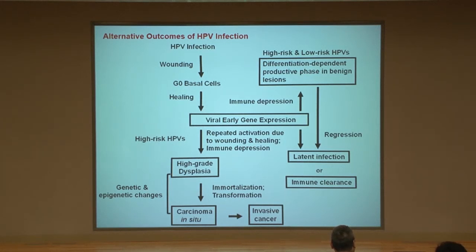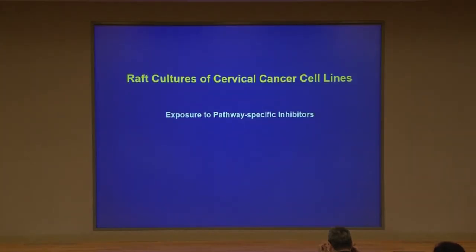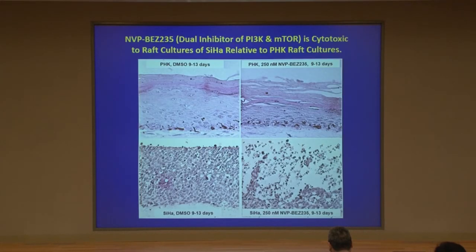Now, the lab is also working on finding inhibitors for cervical cancer. Again, we're using pathway-specific inhibitors. We know, and other labs have reported, the PI3 kinase, AKT, those are activated in cervical cancer. So I just want to show you one slide. This is a dual inhibitor of PI3 kinase. mTOR is also activated by HPV infection.